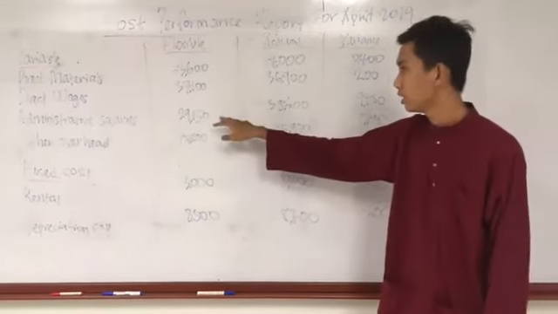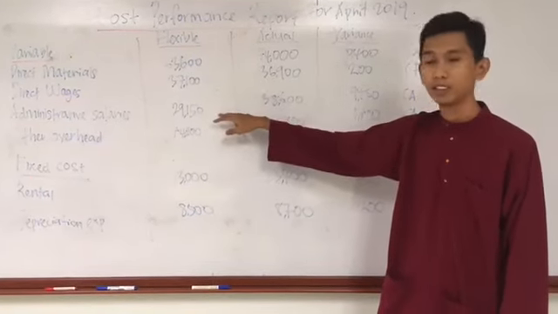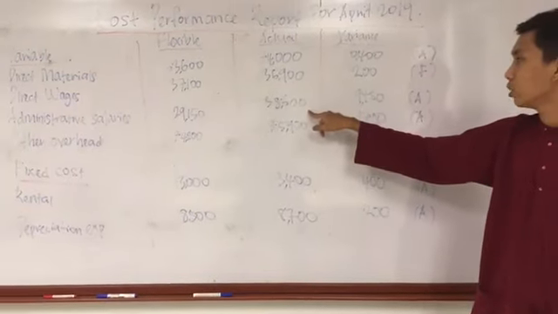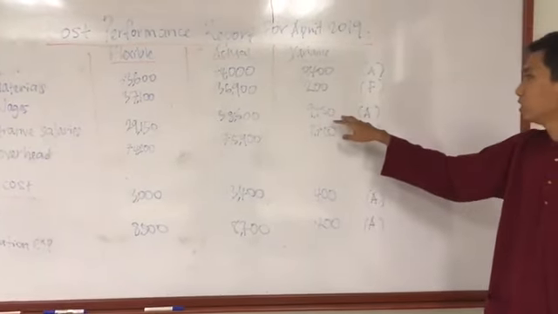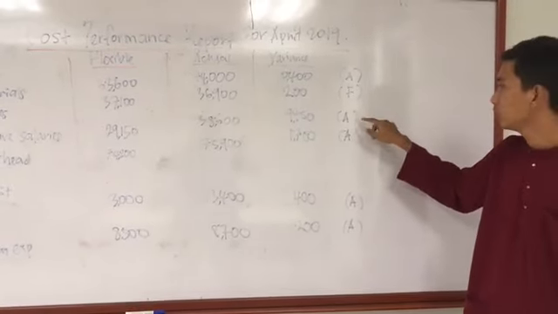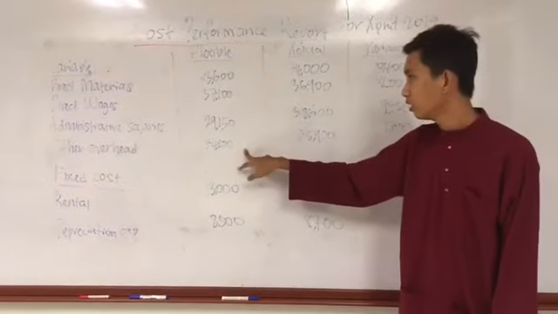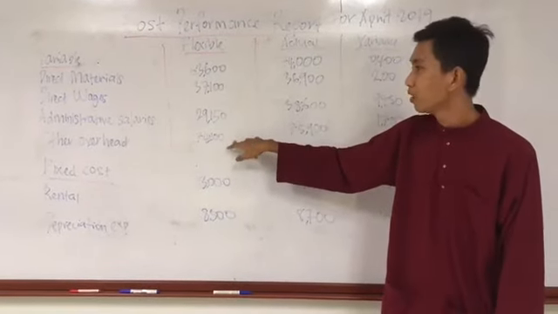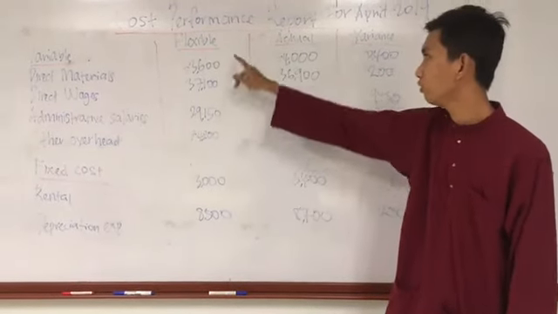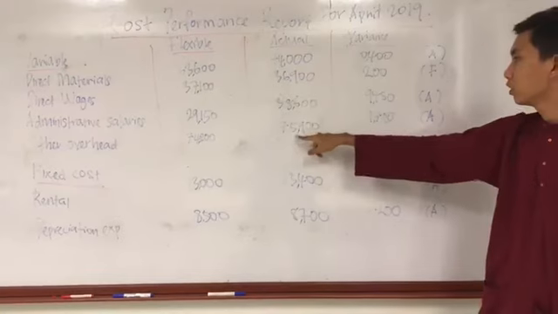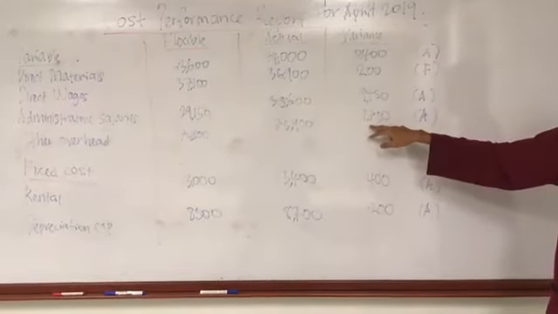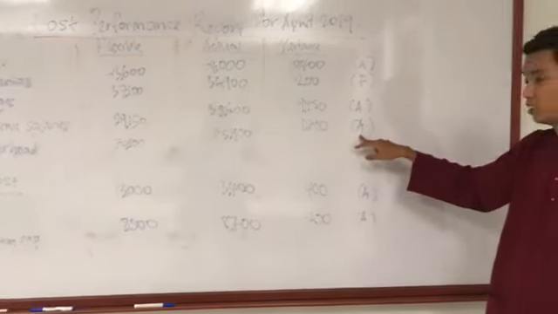For the administrative salaries, the flexible amount is 29,150, the actual is 38,600, and the variance is 9,450, so the amount is adverse. Fourth, for the other overhead, the flexible amount is 74,200 and the actual amount is 75,900. The variance is 1,700, which is adverse.